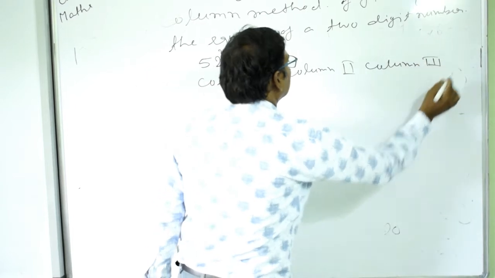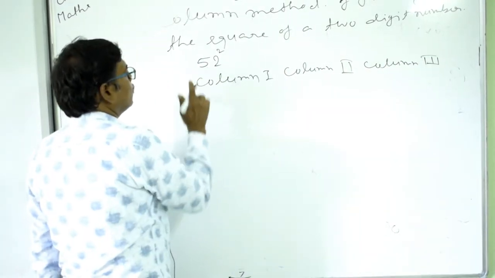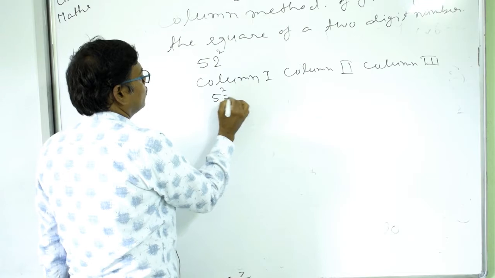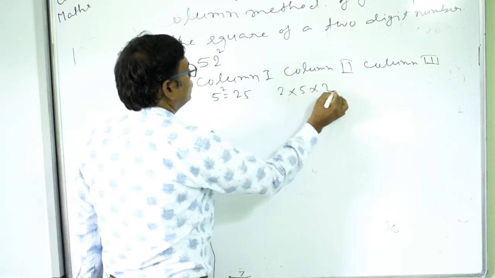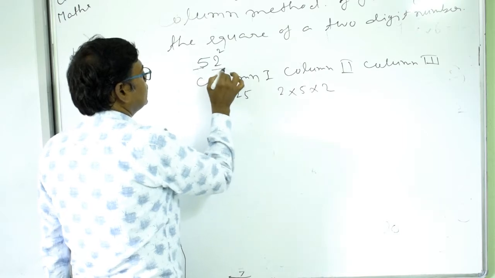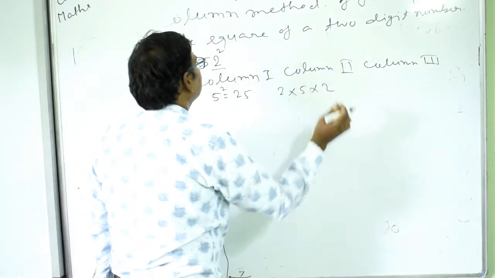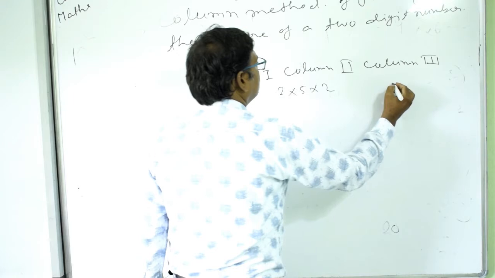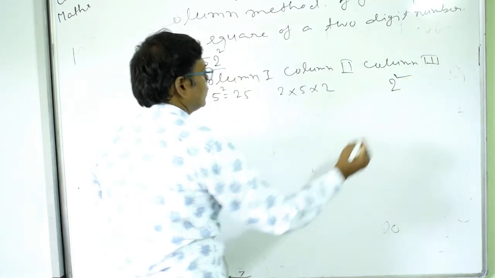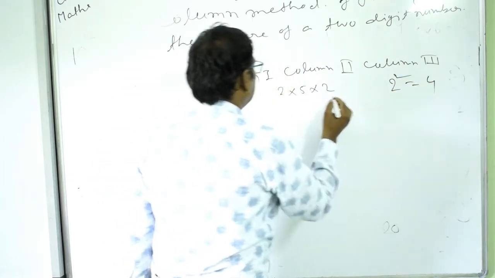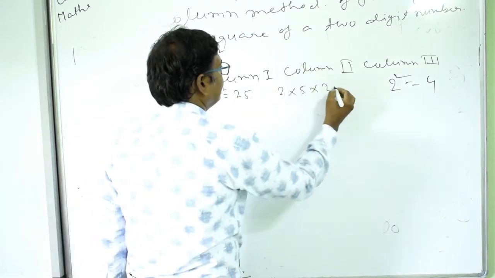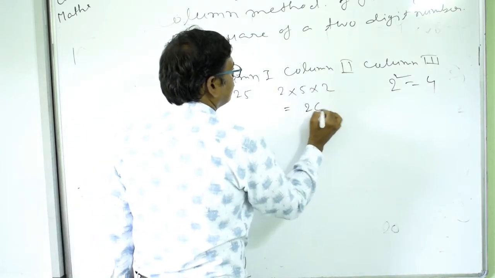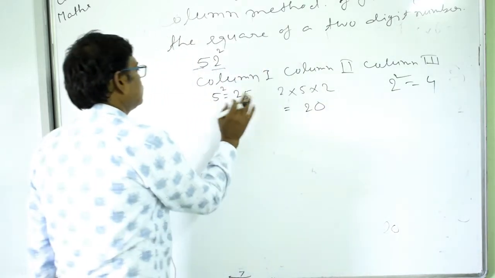column 3. In the first column you will write the square of 5, that is 25. Then you will write 2 into 5 into 2, that is 20. And in the last column you will write the square of 2, that is 4. So it is 25, 20, and 4.